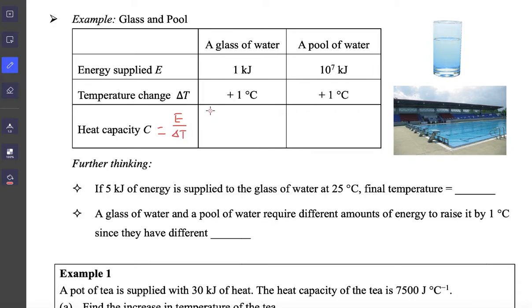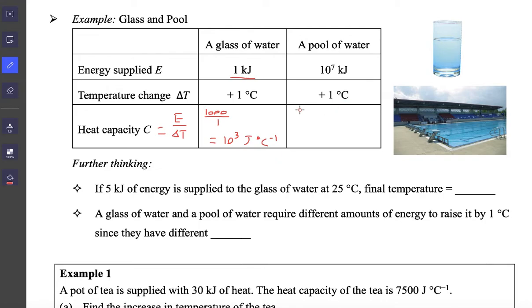So E here is not 1, it's 1,000 because it's 1 kilojoule. So it's 1,000 over 1. And this time if we use index here to represent it, then it's 10 to the power of 3 joule per degree Celsius. Remember these units, don't just write down joule.